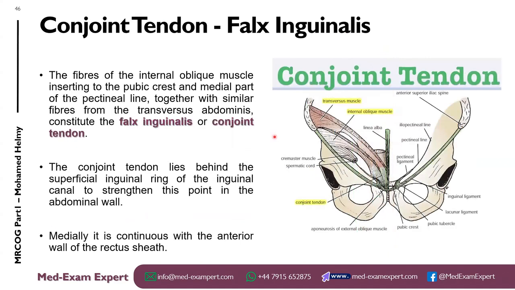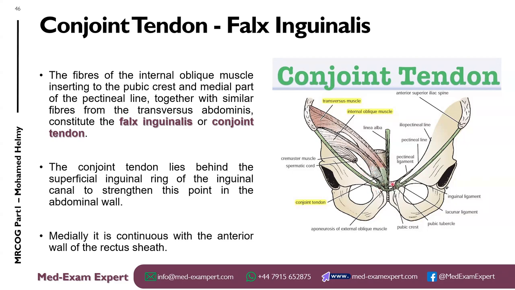So we have also another tendon I gave you an idea about, which is the conjoint tendon or the falx inguinalis, okay? This is the meeting of the fibers of the internal oblique muscle, which inserts into the pubic crest and the medial part of the pectineal line, together with similar fibers from the transversus abdominis muscle. This is the transversus abdominis muscle here, okay? And this is the internal oblique. As we can see, they meet here at the pubic crest and the pectineal line.